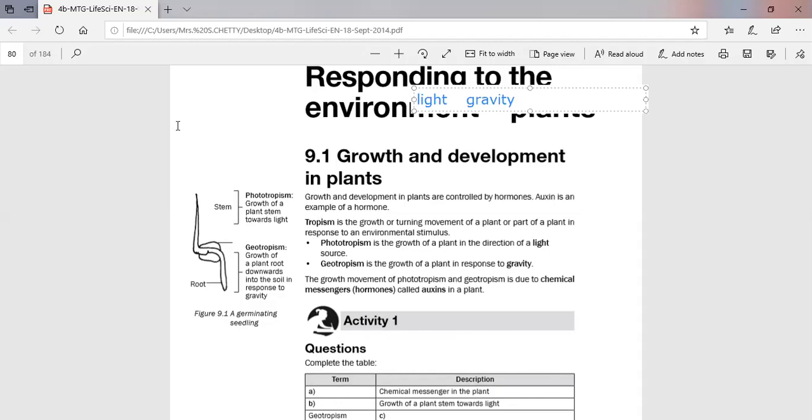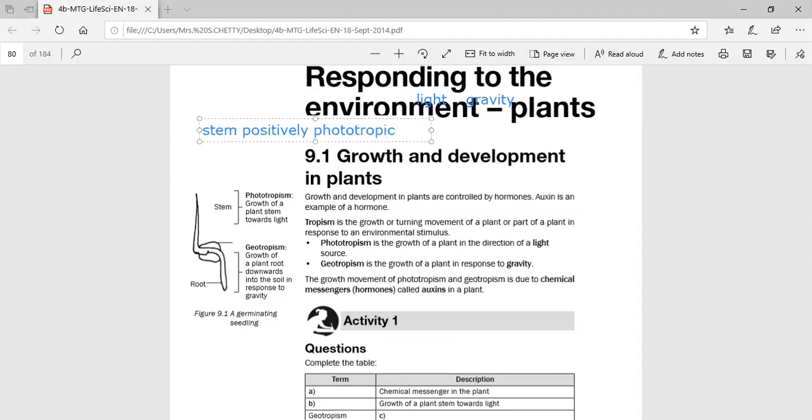Very often they talk about a stem being positively phototropic. In other words, it will always grow and seek out the light. And negatively, you tell me what? Geotropic, okay? So positively phototropic, negatively geotropic. So it'll grow away from the ground.